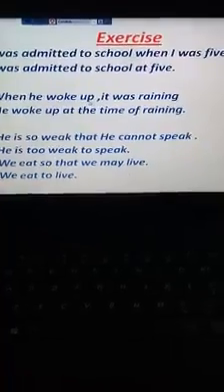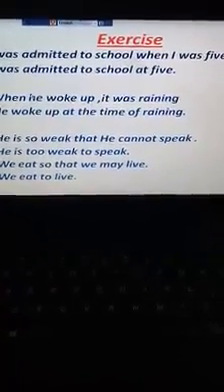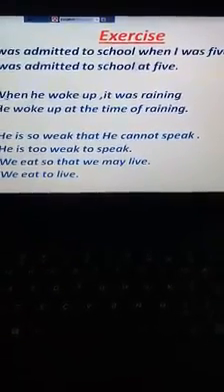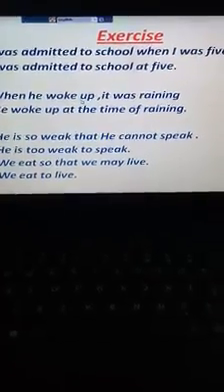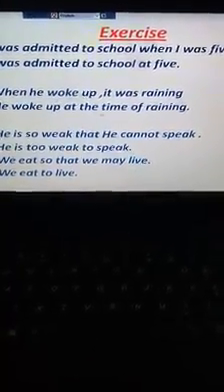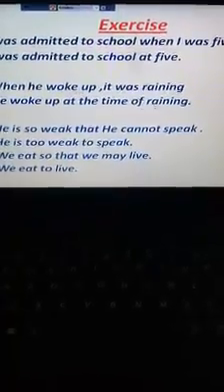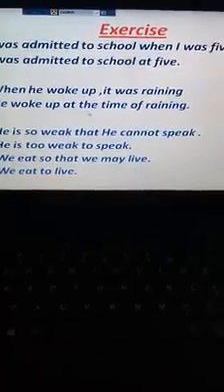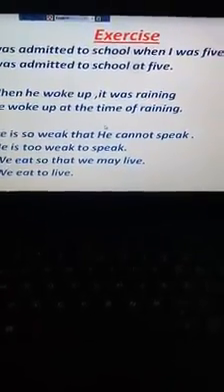When he woke up, it was raining. Again, this is a complex sentence, and when gives you the meaning of time, the specific time or the point of time. That is why you should use at the time of. He woke up at the time of raining. This is a simple sentence.